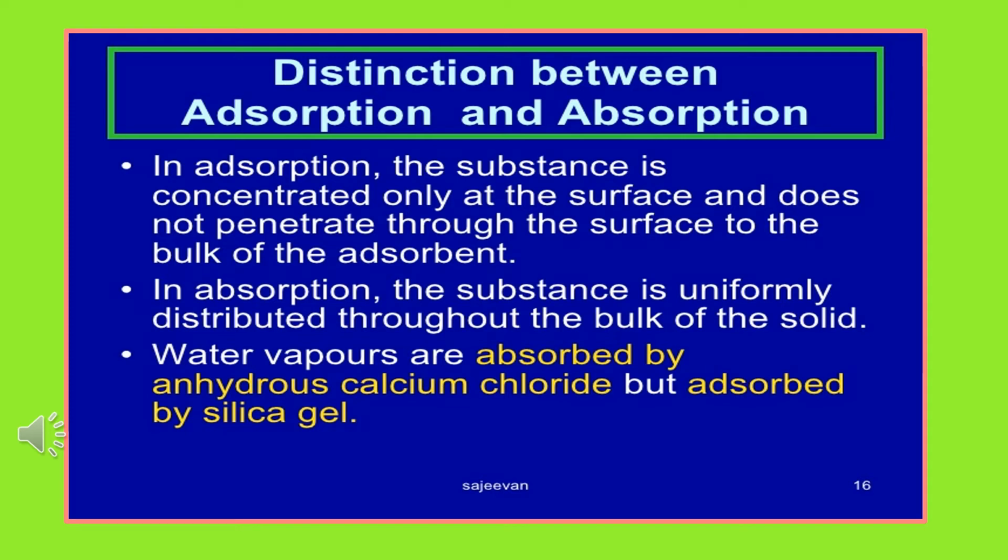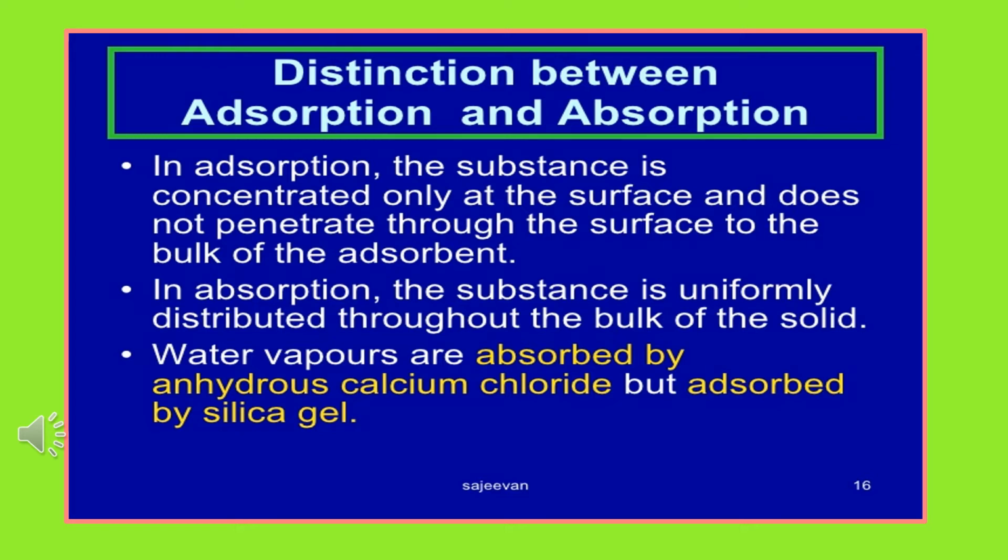Okay, students. Now we are going to learn about an important or interesting concept, that is the difference between adsorption and absorption. In adsorption, the substance is concentrated only on the surface and does not penetrate into the solid. Adsorption is a surface phenomenon, whereas in case of absorption, the substance is uniformly distributed throughout the bulk of the solid. So, absorption is a bulk phenomenon and adsorption is a surface phenomenon.